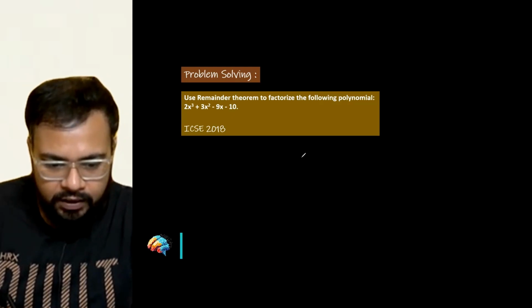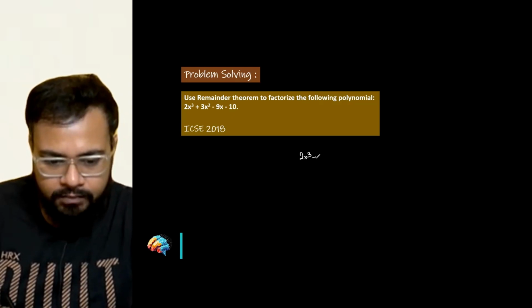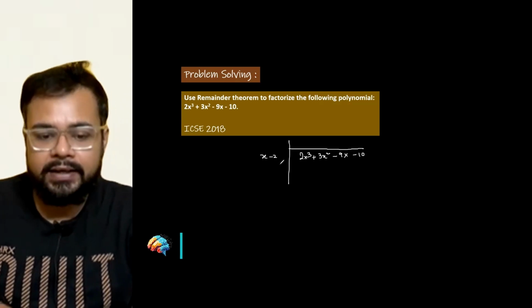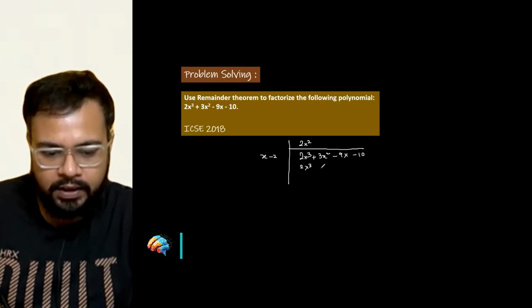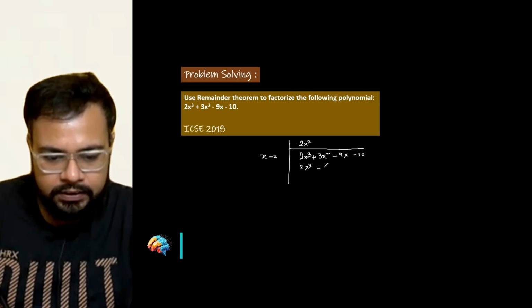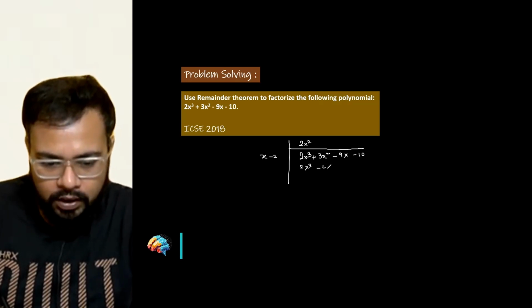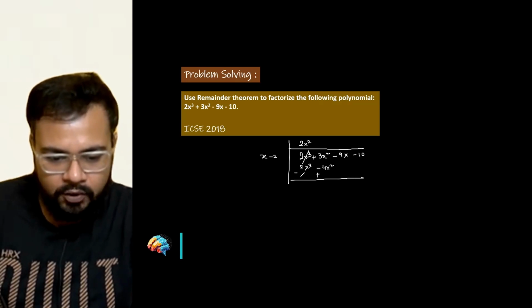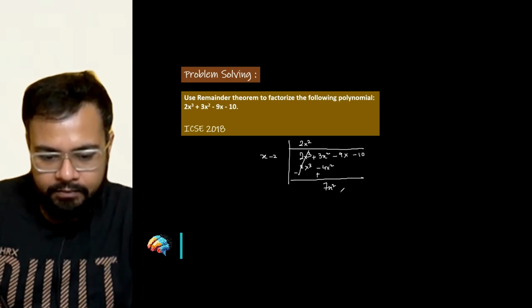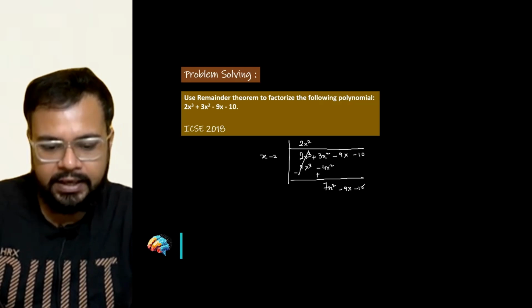The polynomial given was 2x cubed plus 3x square minus 9x minus 10. We divide with x minus 2. To match the leading term, we all know we need to multiply with 2x square, and that would give us 2x cubed and minus 4x square. Changing the signs. These are very simple things, I'm not going to explain. We'll be getting 7x square and minus 9x minus 10 will come.